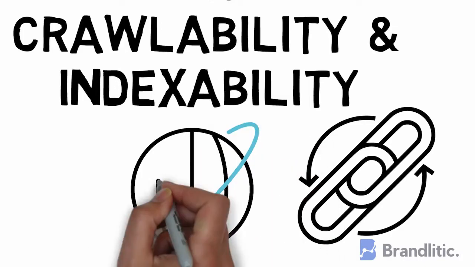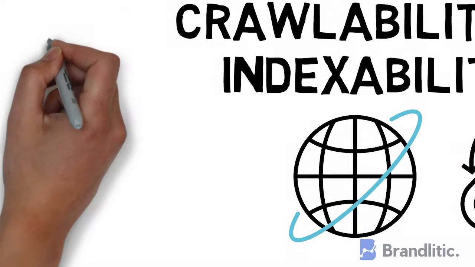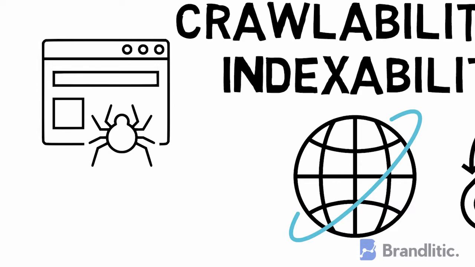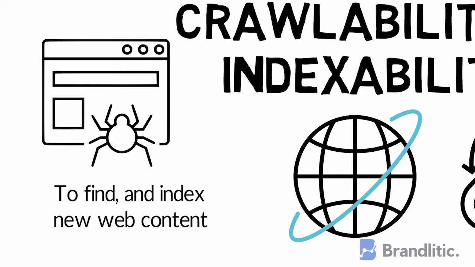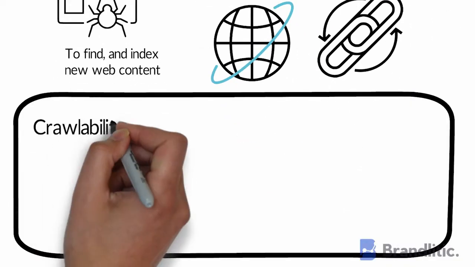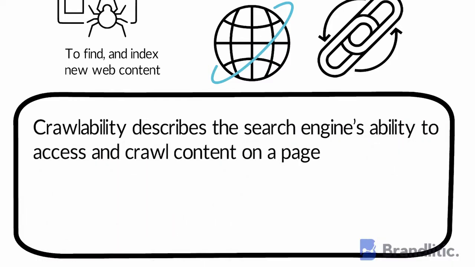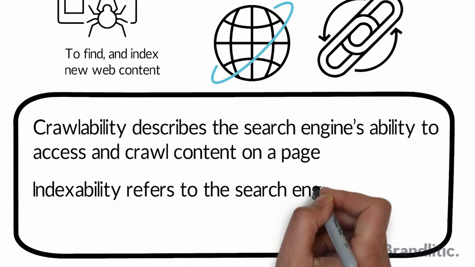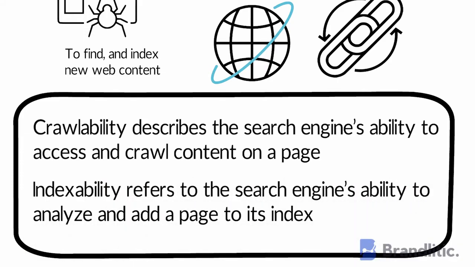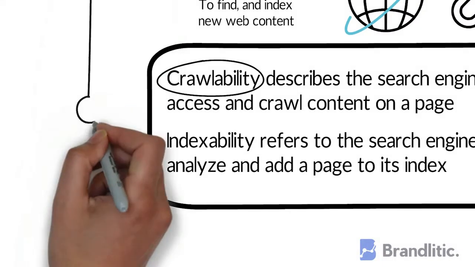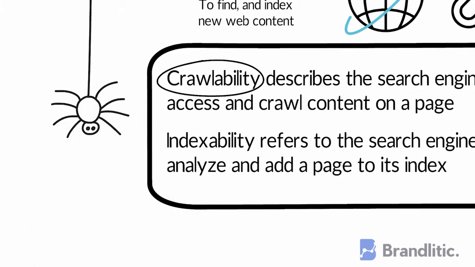Well, we all have heard that there's something like a bot or a web crawler, which is popularly known as agent of search engine and is responsible to find and index new web content. So as per a bot, crawlability is described as the search engine's ability to access and crawl content on a page, while indexability on the other hand refers to search engine's ability to analyze and add that page to its index.